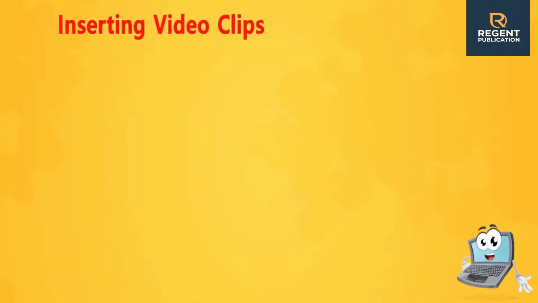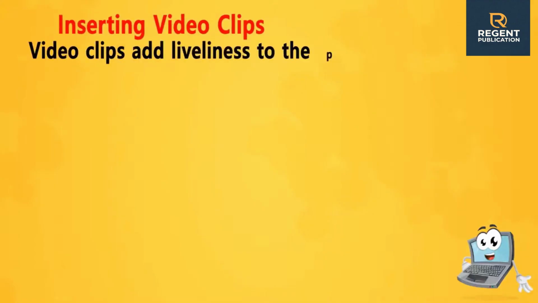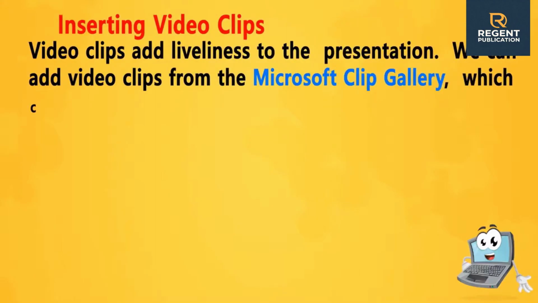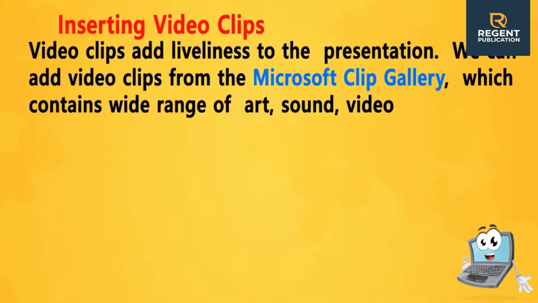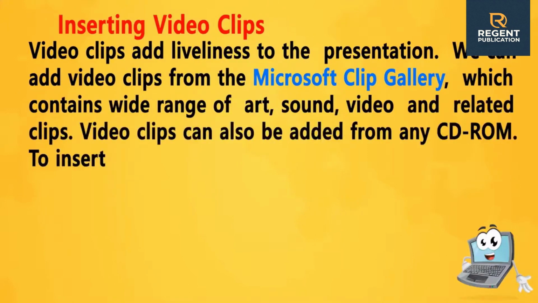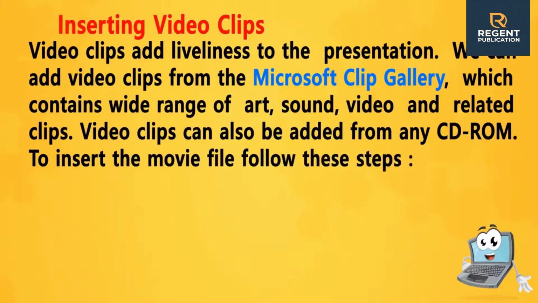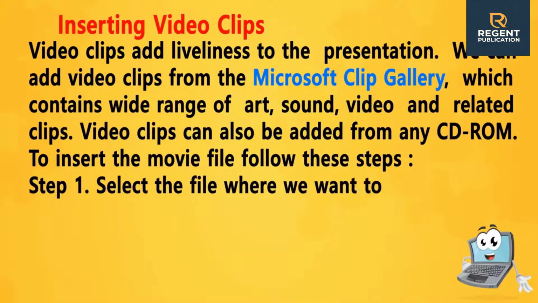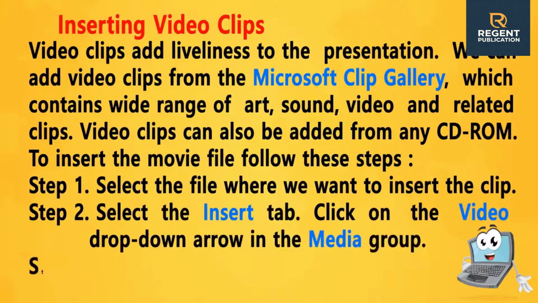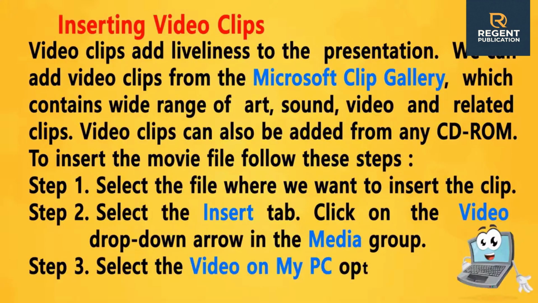Inserting video clips. Video clips add liveliness to the presentation. We can add video clips from the Microsoft Clip Gallery, which contains a wide range of art, sound, video and related clips. Video clips can also be added from any CD-ROM. To insert the movie file, follow these steps. Step 1. Select the file where we want to insert the clip. Step 2. Select the Insert tab. Click on the video drop-down arrow in the media group.